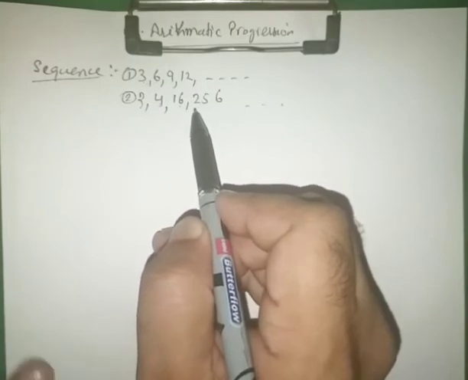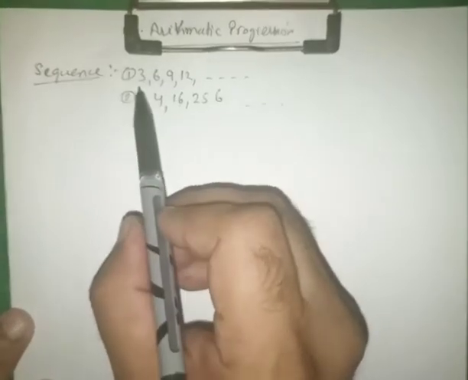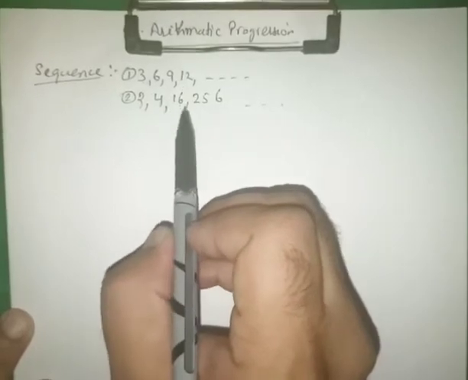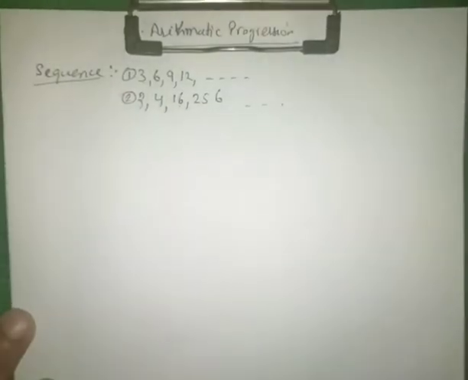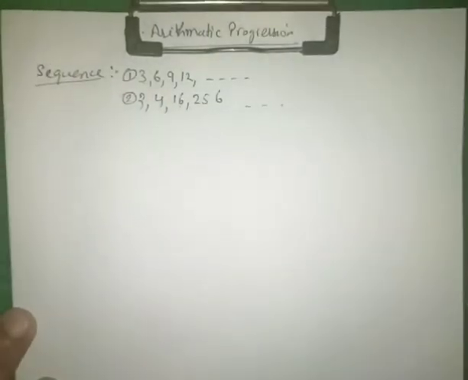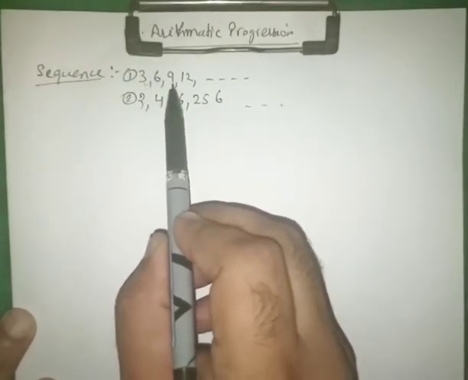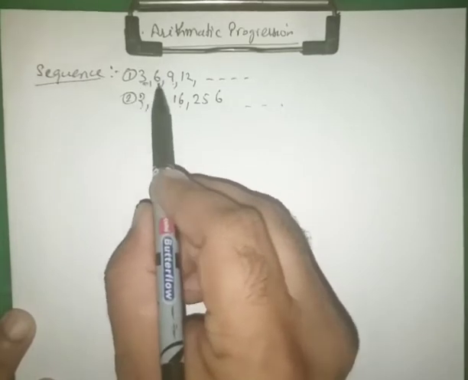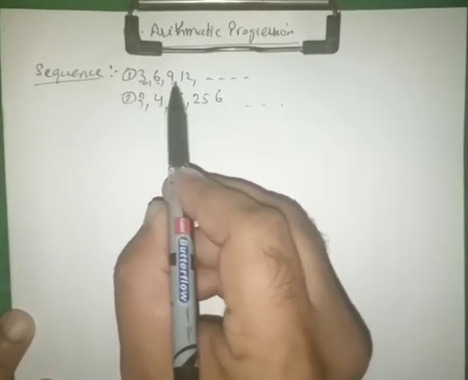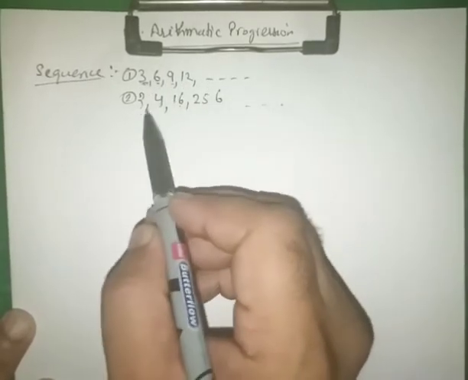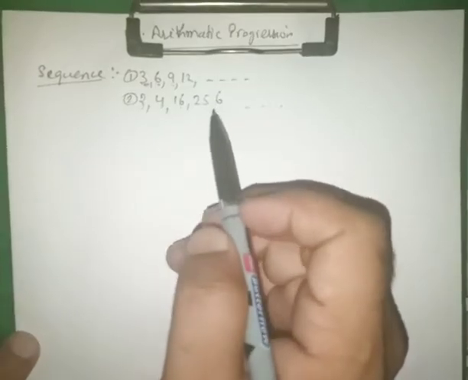So this type of arrangement, which follows a certain order, where the numbers are arranged according to a certain rule, is called a sequence, and the numbers are called the elements or the terms. Means this 3 is the first term, 6 is the second term, 9 is the third term and 12 is the fourth term, and so on. Similarly in the next part also.